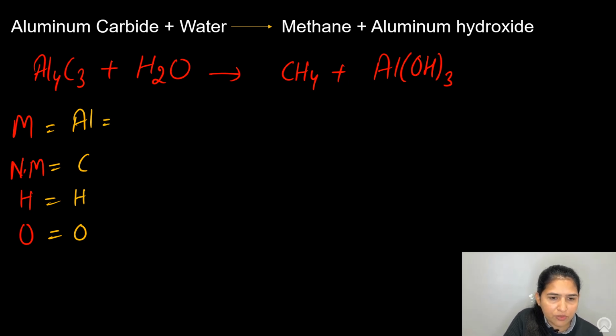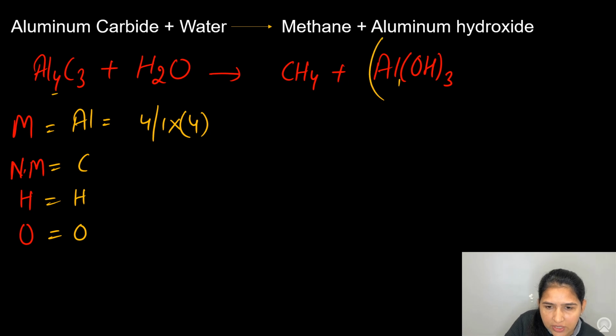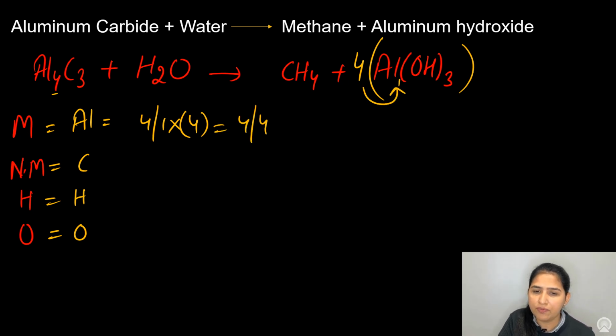For aluminium you can see we are having 4 aluminium on left hand side, while only 1 on right hand side. Now to make it same, I am going to take it times by 4. So while I am making it times 4, very first I have to put the bracket. Now I am going to write down 4 here. So while doing it, I can see I will get 4 of 1, that's going to be 4 of 4. Now I got my balanced aluminium.